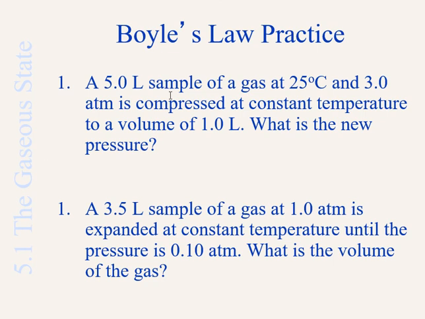A 5.0 liter sample of a gas at 25 degrees Celsius and 3.0 atmosphere is compressed at constant temperature to a volume of 1.0 liter. What is the new pressure? Okay, so now here you are finding Pf, not Vf. And then the next question, a 3.5 liter sample of a gas at 1.0 atmosphere is expanded at constant temperature until the pressure is 0.10 atmosphere. What is the volume of the gas? So here you are finding Vf.